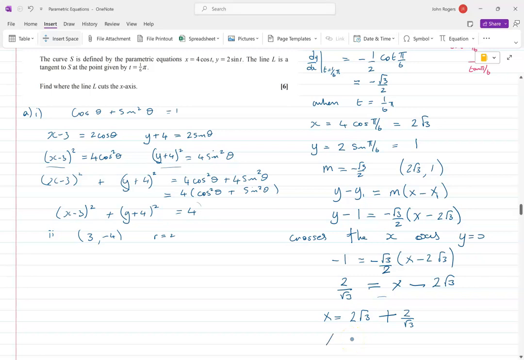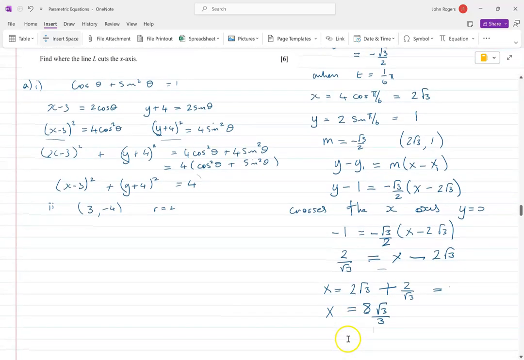We could use our calculator at this point, I suppose. I'm so used to not using it, I've just rationalized that, but that's going to be equal to 8 the square root of 3 over 3. So that's our coordinate where it crosses the axis. So that's 8 the square root of 3 over 3, 0.